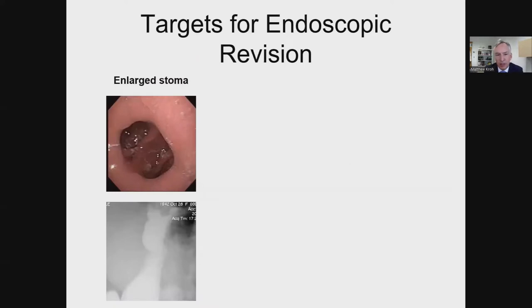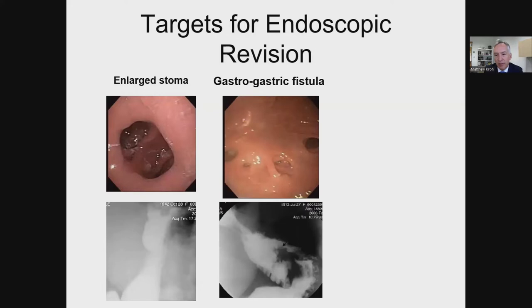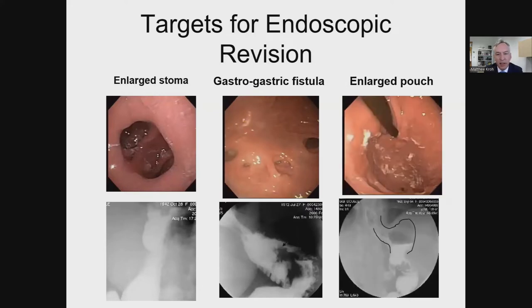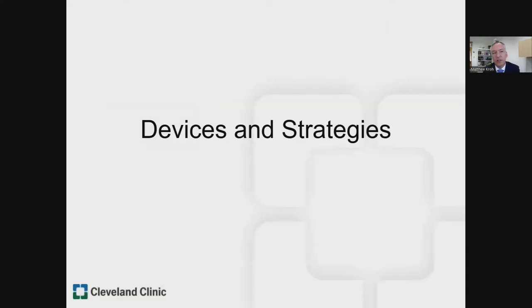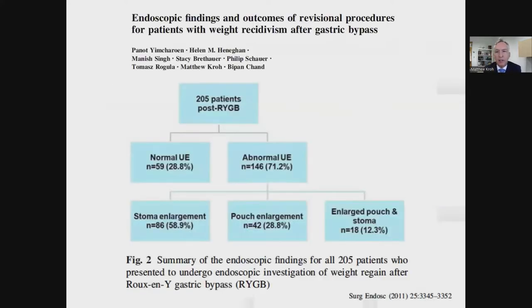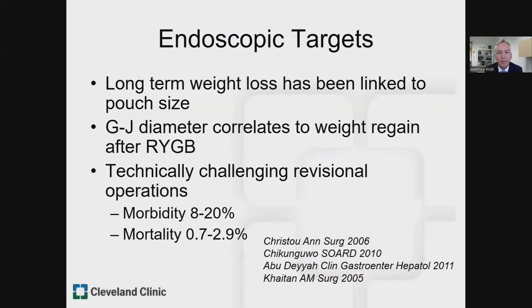What is correctable potentially are dilated stomas, fistulae, and dilated pouches. And these have been targets for different devices and strategies. And our group in Cleveland looked at endoscopic findings after revisional or prior to revisional procedures for patients with weight regain after gastric bypass. And what we found is, in this cohort of patients, the majority of these patients had a dilated gastrojejunostomy over time, up to 60% of them. And we have also found that long-term weight loss has been linked to pouch size and that the GJ diameter may correlate to weight regain. Importantly, we also know that there's significant morbidity and even mortality to undergoing surgical reintervention.